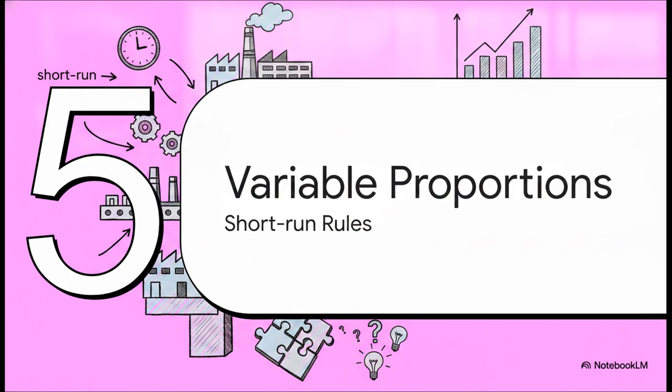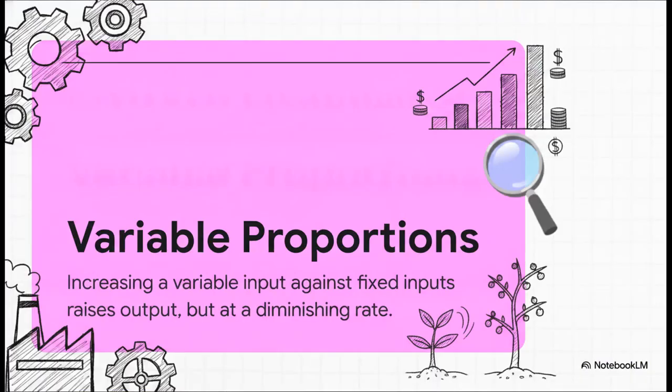Let's jump into Section 5, the Law of Variable Proportions, the short run rules of production. Here's the formal definition. The law of variable proportion states, as the quantity of a variable input is increased by an equal amount, keeping other inputs constant, total output increases, but after a point at a diminishing rate. Okay, that is quite a mouthful of economics jargon. So let's look at a practical example to make this abstract concept really click.